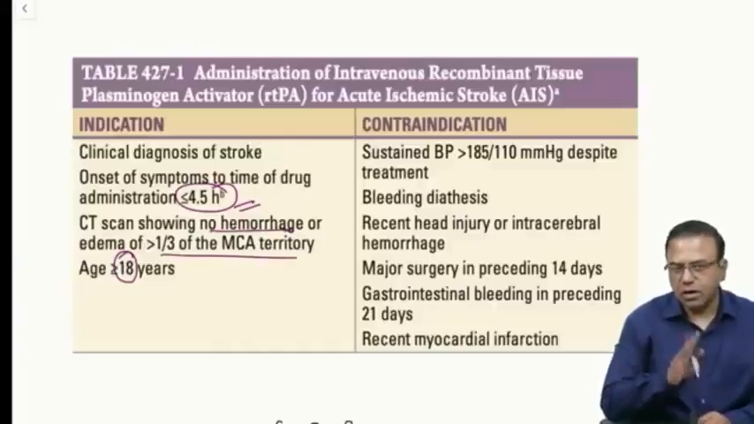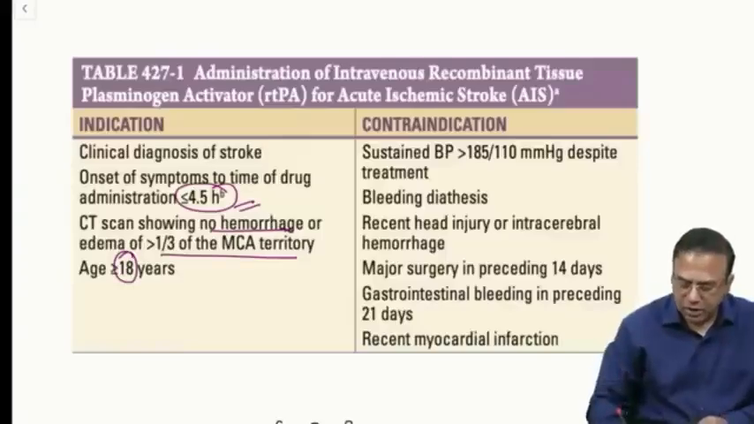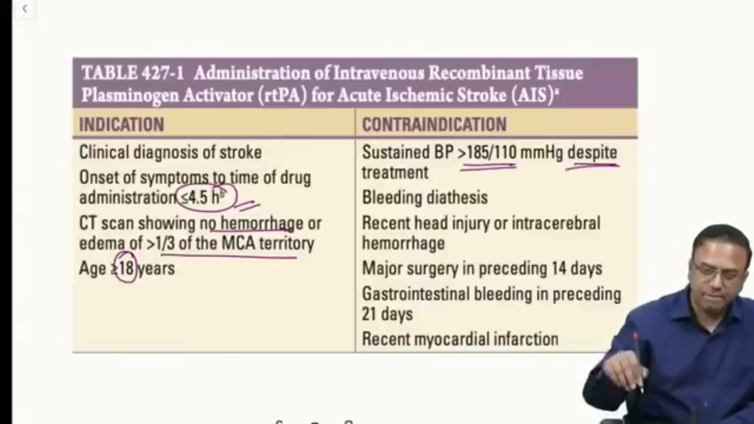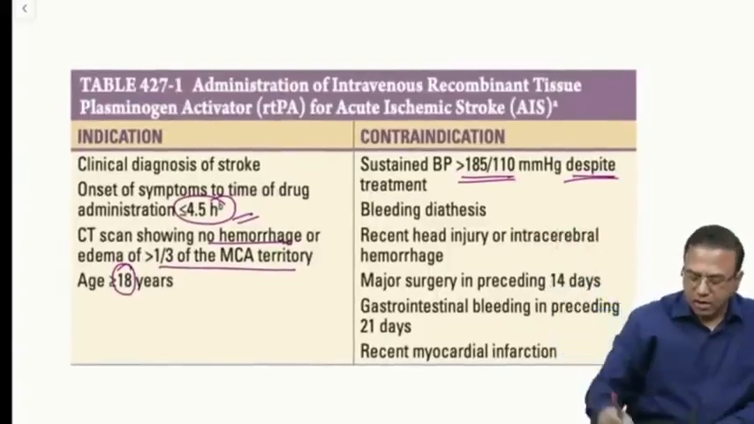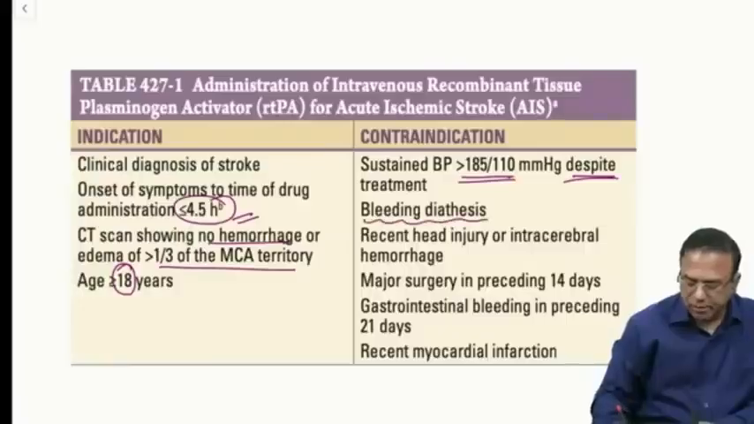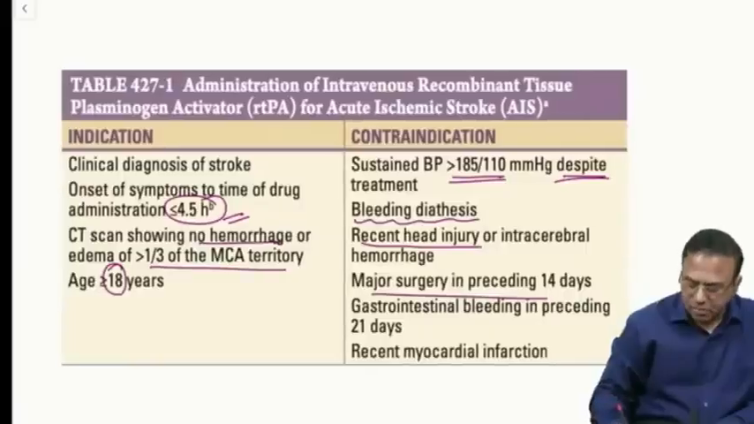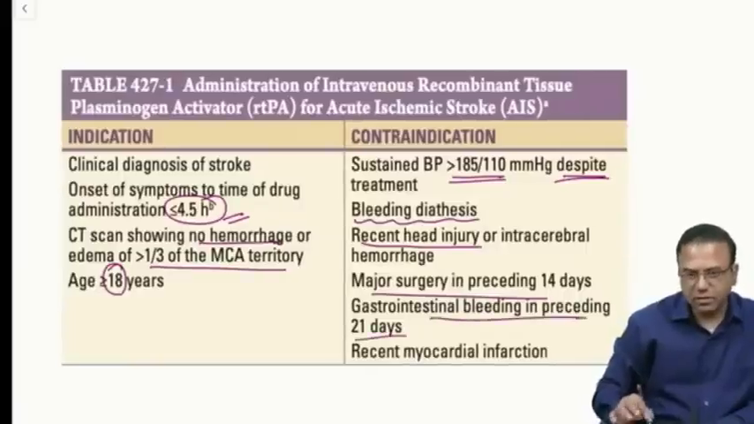Okay, that's the indication. In contraindication, if BP is above 185/110 despite the treatment, you give treatment, still BP is not coming down, then don't give thrombolytic. He's got high risk of bleeding. Patient has a known bleeding disorder, recent head injury, major surgery in 2 weeks, major GI bleeding in 3 weeks, recent MI.